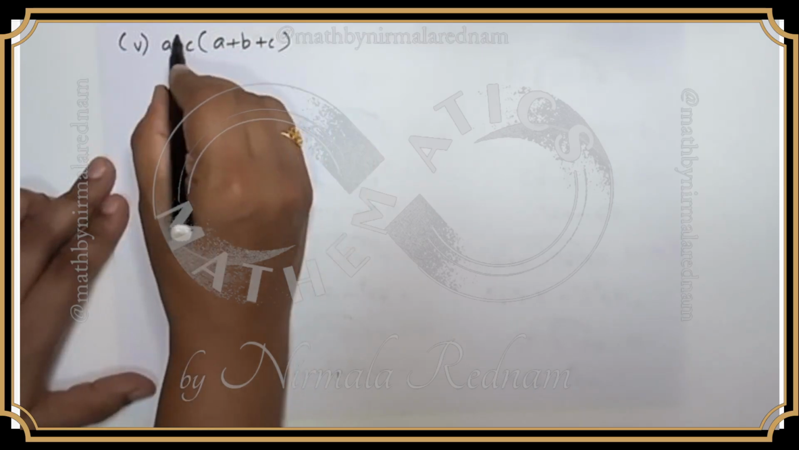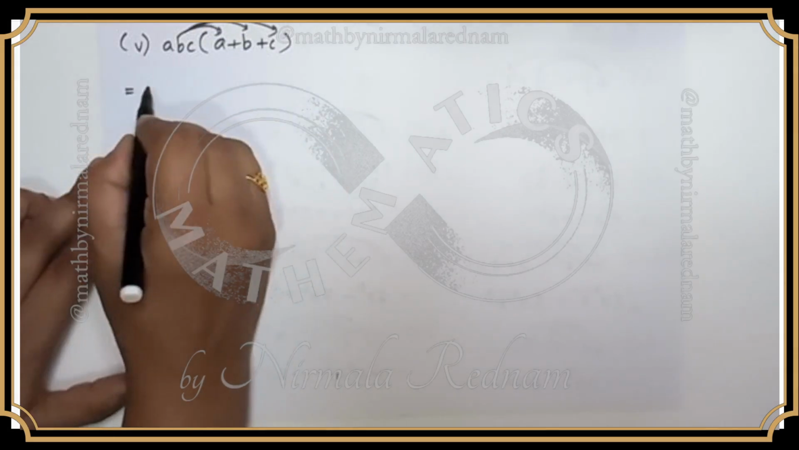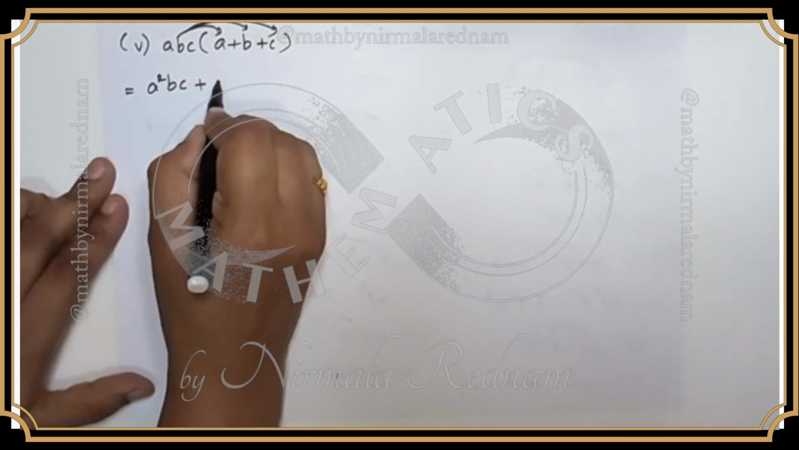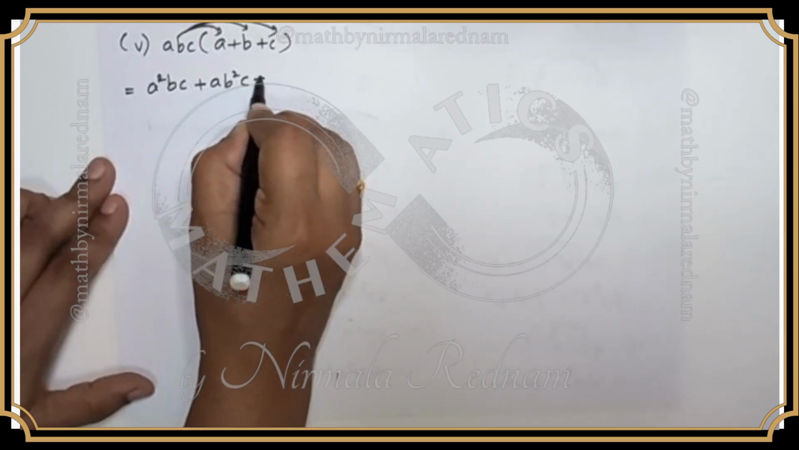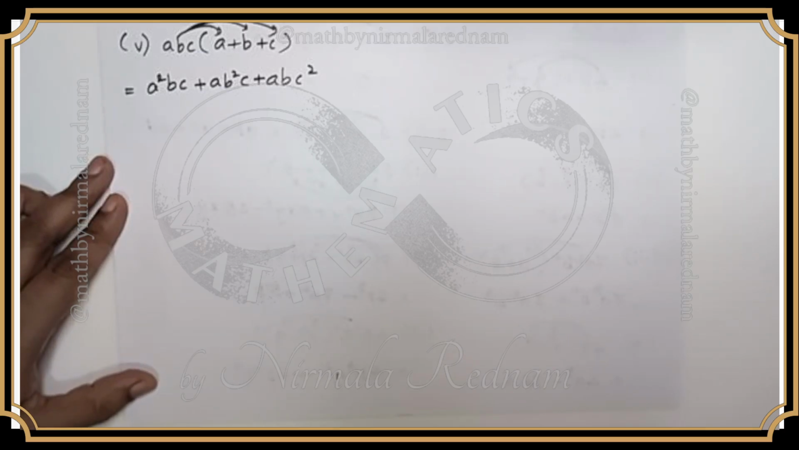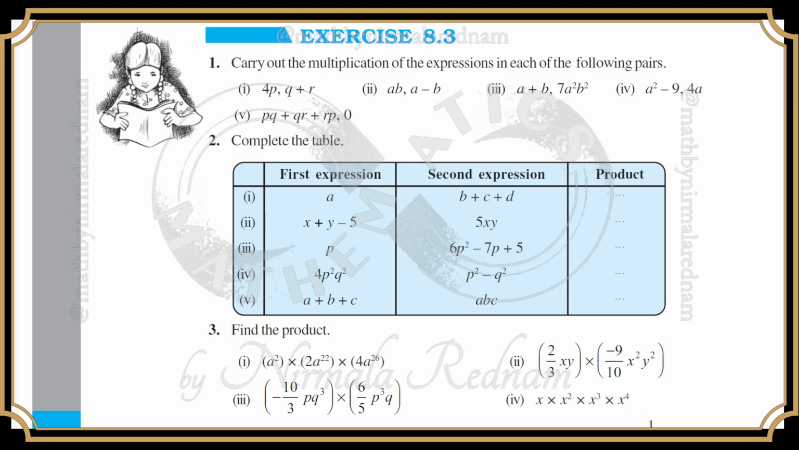Now I have a monomial and then a trinomial, right? So this is nothing but I have two A's. So A square BC plus AB square C plus ABC square. So that is your final answer, right? So this is about the second question.